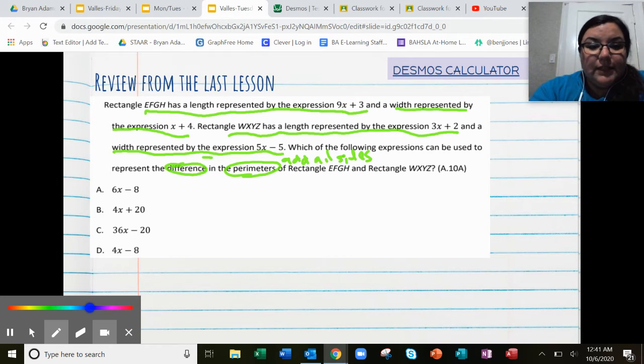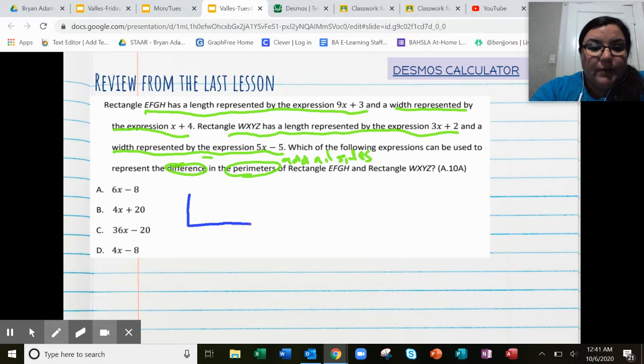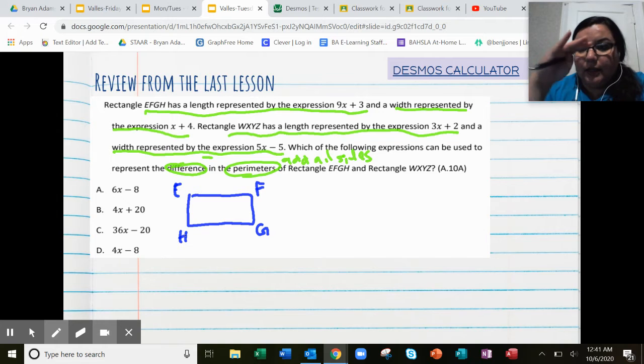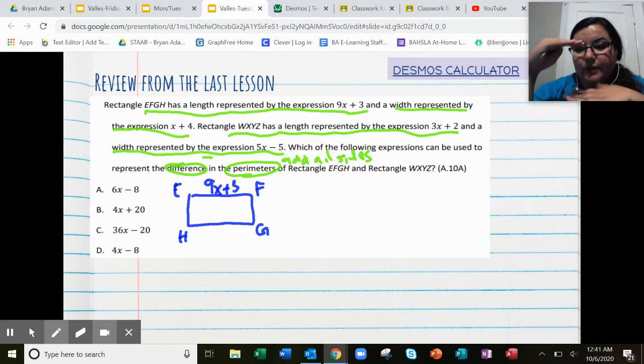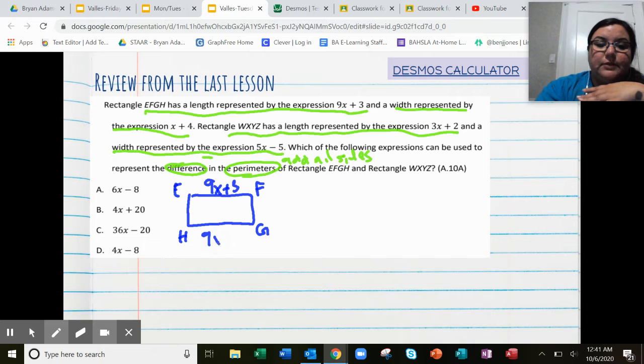My apologies for that. All right, so let me go ahead and draw my rectangle. Let's label this E, F, G, and H. What we know from this rectangle is that the length is 9x plus 3. If the top is 9x plus 3, then the bottom is also the same, so this is also 9x plus 3. What I also know about this rectangle is that the width is x plus 4. Just like I labeled it on the right side, I'm going to also label it on the left side.